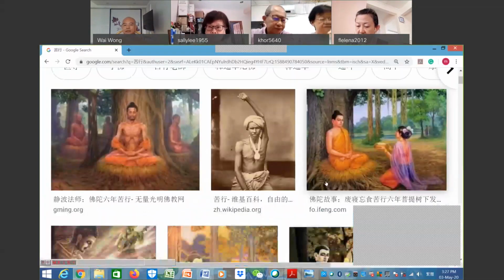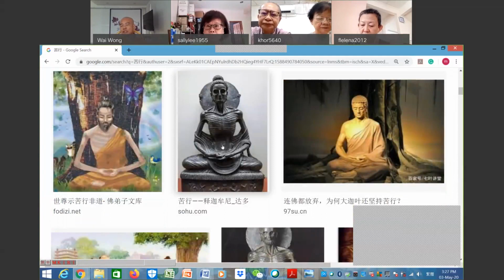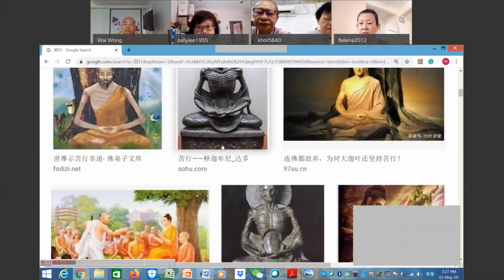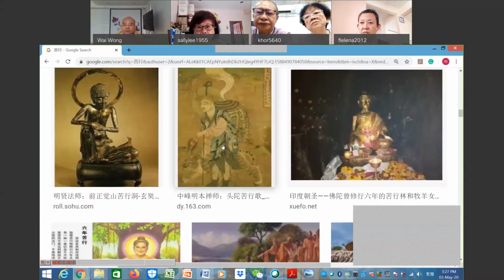Besides this, you see, this is Shakyamuni before enlightenment. I think he kept on fasting. Maybe one day he would eat one grain only. This is also an ascetic practice which is meaningless for enlightenment. What else ascetic? Let's take a look.